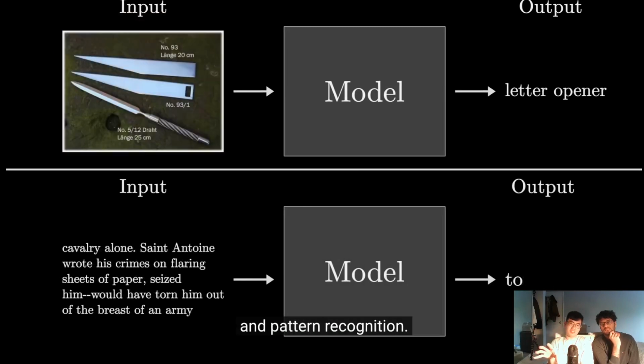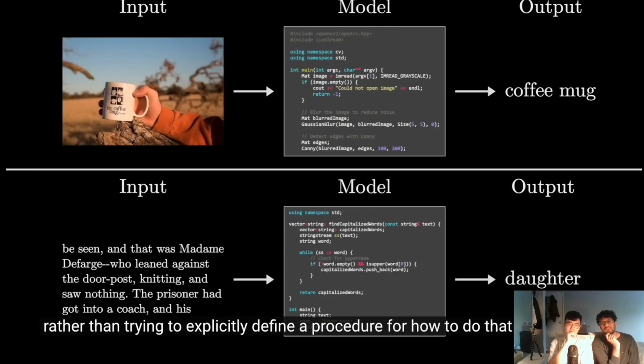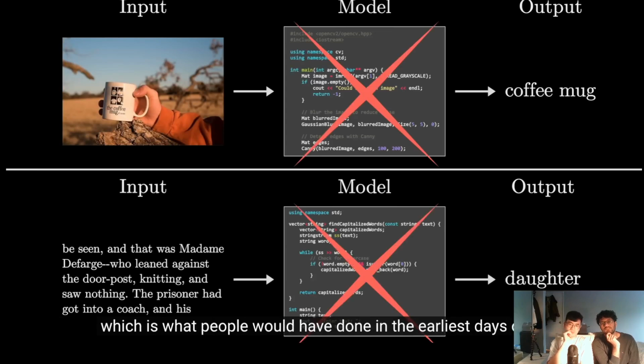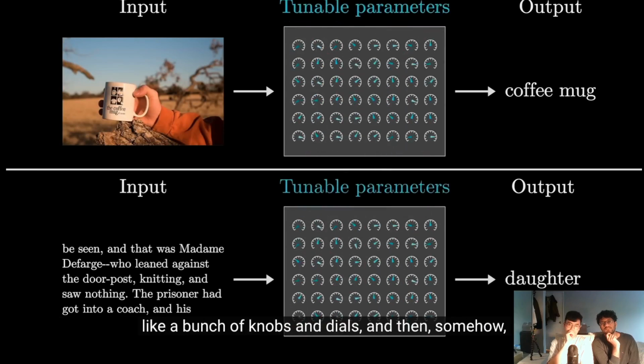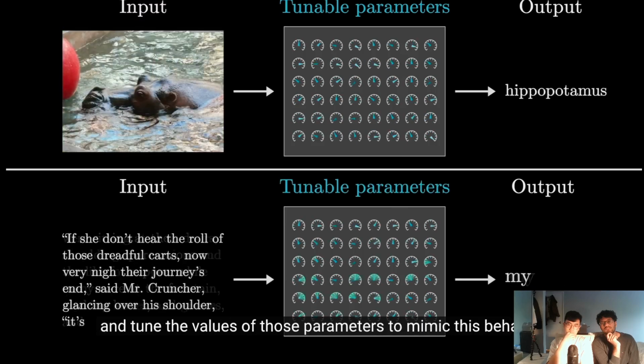We almost take this for granted these days, but the idea with machine learning is that rather than trying to explicitly define a procedure for how to do that task in code, which is what people would have done in the earliest days of AI, you set up a very flexible structure with tunable parameters, like a bunch of knobs and dials, and then somehow you use many examples of what the output should look like for a given input to tweak and tune the values of those parameters to mimic this behavior.